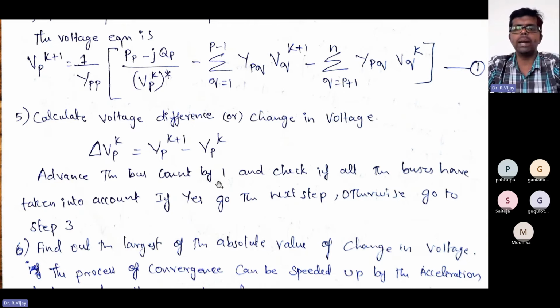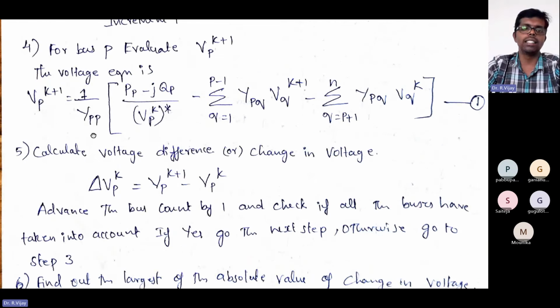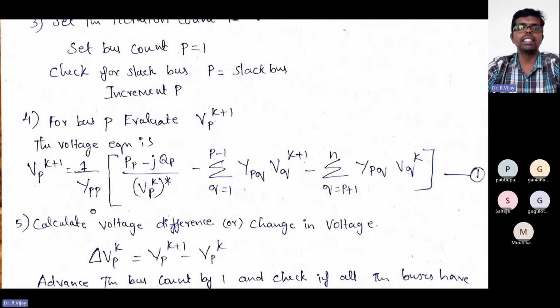Advance the bus count by 1 and check if all the buses are taken into account. If yes, go to the next step. Otherwise, go to the third step. So again, we need to advance the bus count. Say, for example, second bus you are calculating, next we are calculating for third bus, like that. So advance the bus count. If yes, go to the next step. Otherwise, go to the third step.